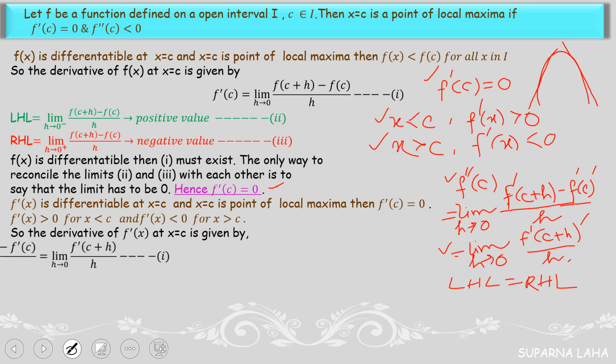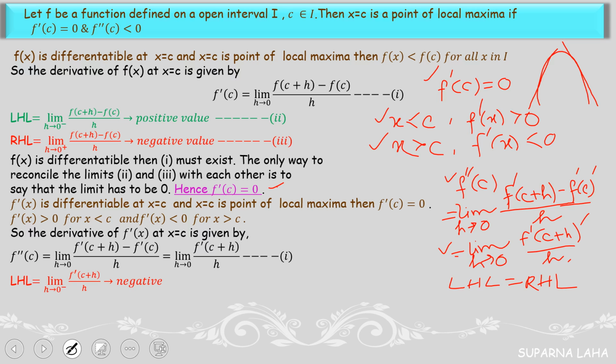So let's find the left hand limit. For h tends to 0 minus, f dash c plus h by h. Here h is negative, and f dash c plus h, before c, is positive. So a positive quantity upon a negative quantity is coming, so ultimately it will give us a negative value.